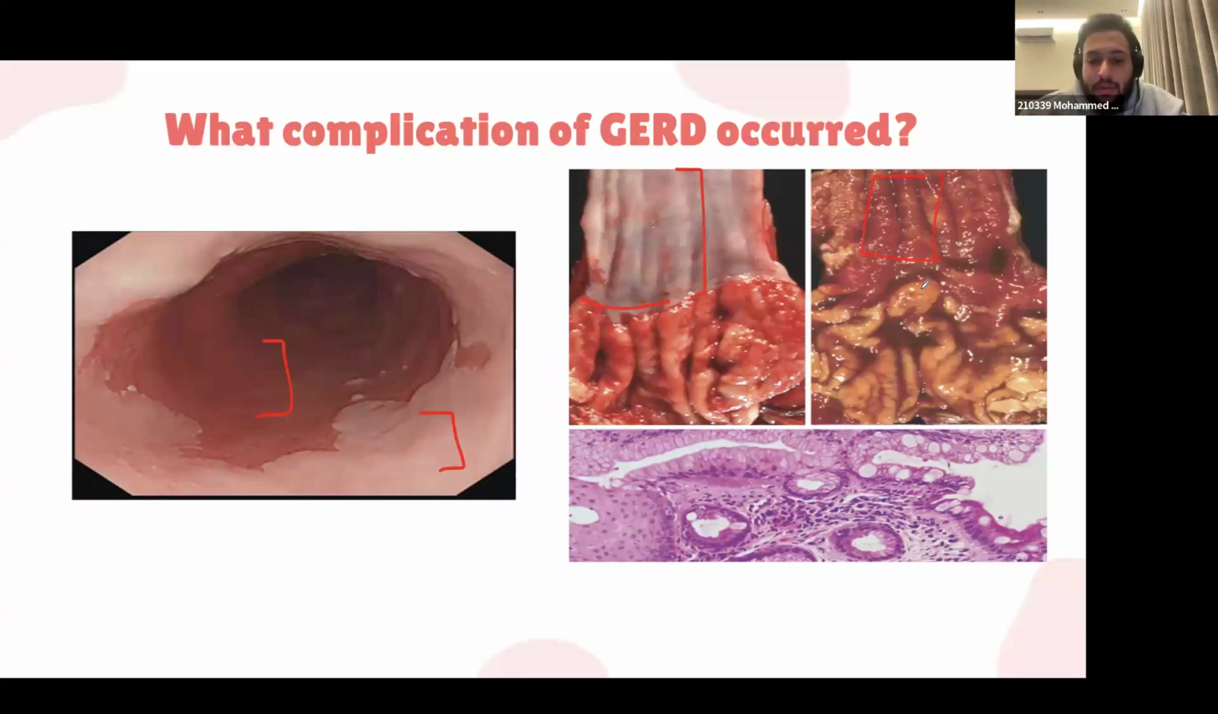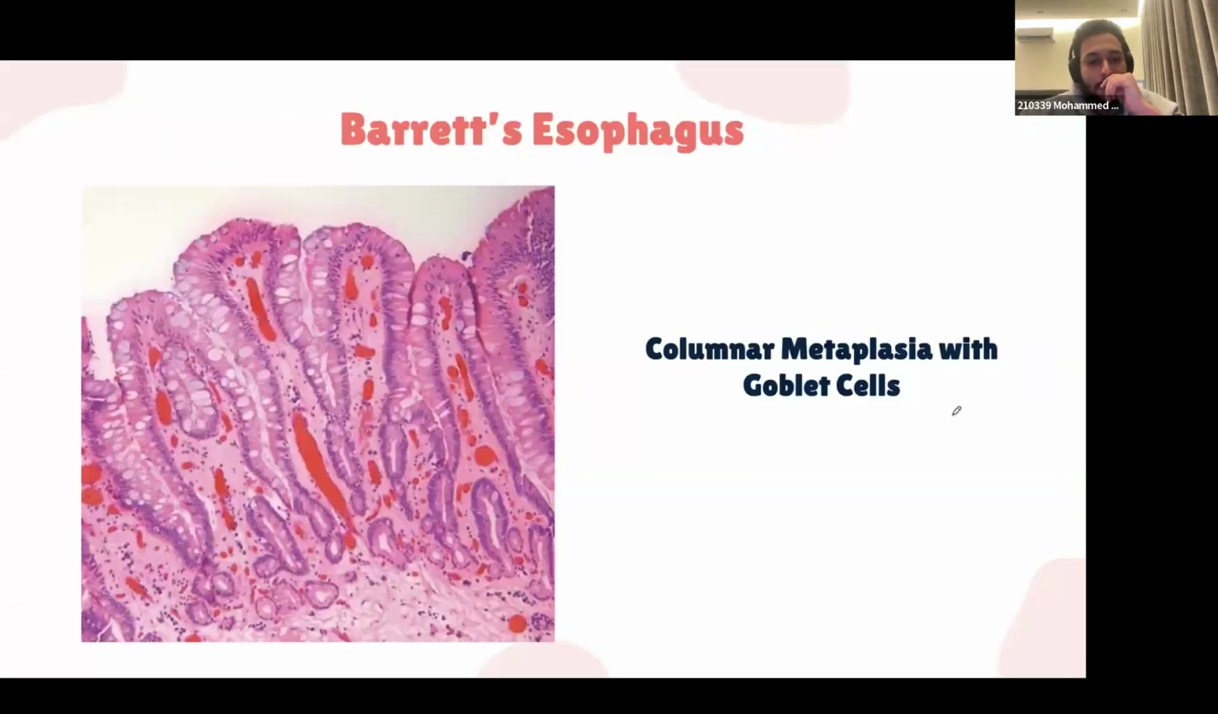So what is the change? You have simple columnar epithelium with goblet cells. You can see the goblet cells here. This line that I'm drawing, this part over here is the squamous epithelium. All past this is the columnar epithelium. Here it is with this patient, again columnar metaplasia with goblet cells. This is a clearer image of the columnar cells.